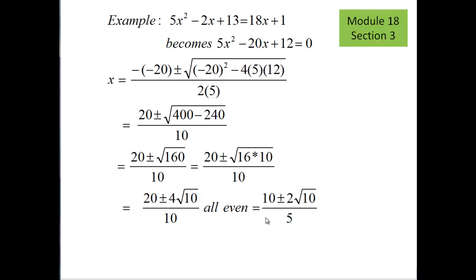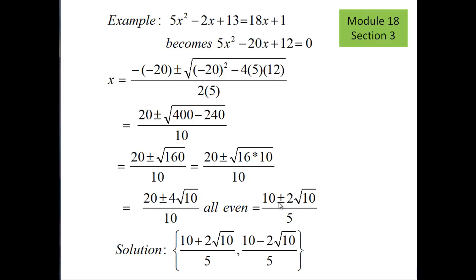Now when you're typing this in as your answer, make sure if it says positive, only keep the positive. If it says type an ordered pair, you're going to type 10 plus 2 square root of 10 over 5, comma, 10 minus 2 square root of 10 over 5. It's going to be two separate numbers separated by a comma, one with a plus and one with a minus. It may say decimals. You would type this in your calculator and get a decimal. Be careful to make sure you type 3 decimals if it wants 3 decimals, or 2 decimals. If it wants exact, this is exact. And then if it wants decimals, you can use decimals. Make sure you read the problem. So the solution set would be like this.